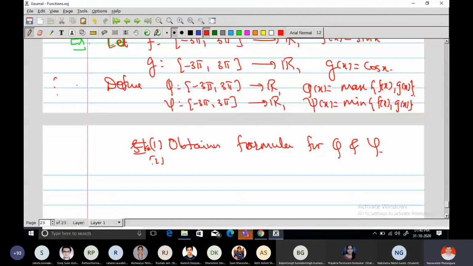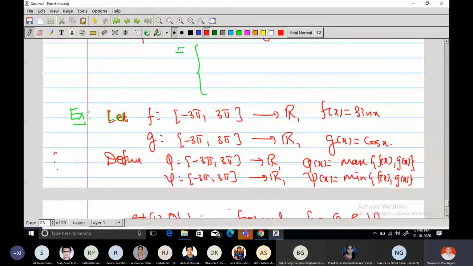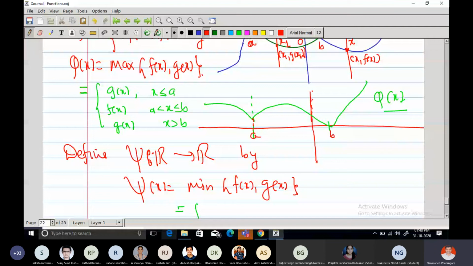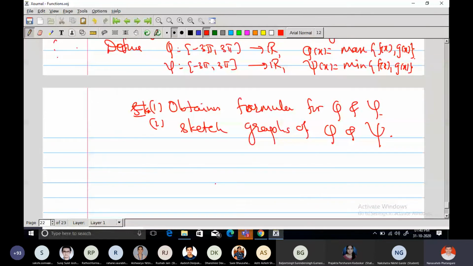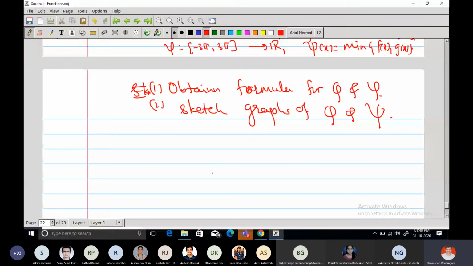Second, sketch the graphs of phi and psi. So is the question clear? Yes, sir. Right. So, precise formula. What do I mean by precise formula? Like this: how I have written phi in terms of f and g. So what precisely phi and psi are, and then sketch the graphs. This is a good exercise. You should work it out.